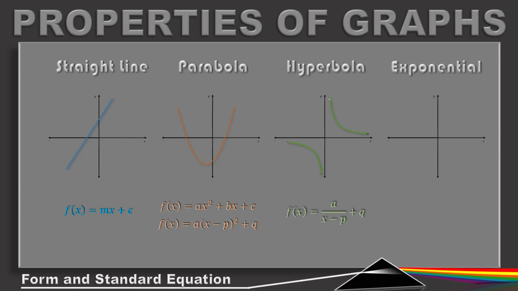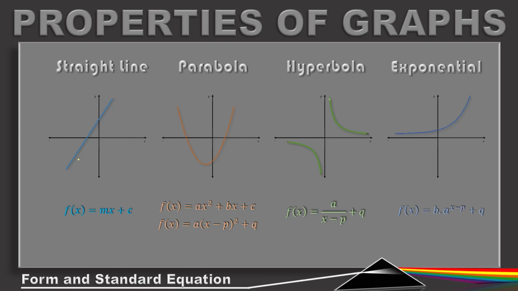The hyperbola looks as follows, and the standard form is f(x) = a/(x − p) + q. And then finally we have the exponential, and the exponential is f(x) = b · a^x. Sometimes this can be a k, or it's not really that fixed, but then b · a^(x − p) + q.